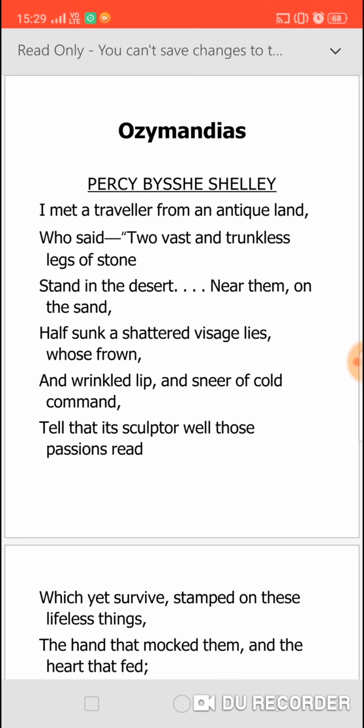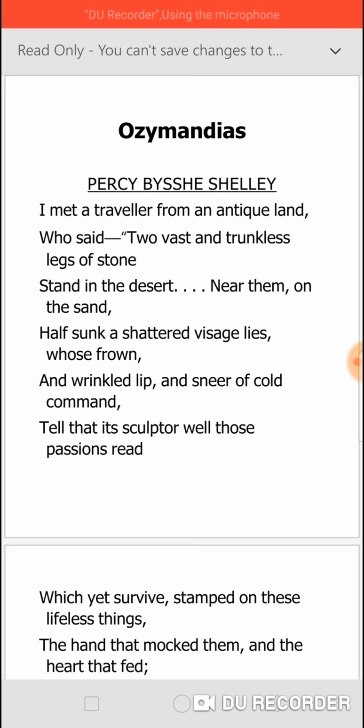Whose frown and wrinkled lip and sneer of cold command tell that its sculptor well those passions read. So, the frown means when someone is irritated or angry, the eyebrows will get wrinkled, come close and show that they are not in a very good mood. And wrinkled lips and sneer of cold command. Cold command is like, suppose someone is looking at you in a very cruel manner, showing their anger, you can feel a chill running down your spine. Your body will shiver. So that is called a sneer of cold command.